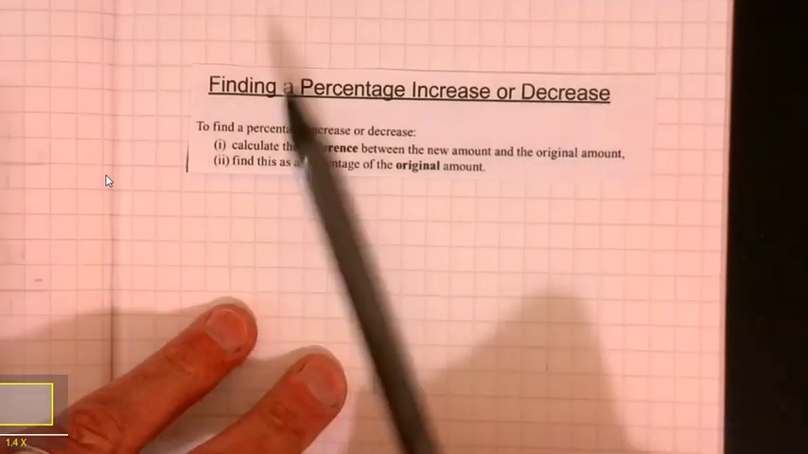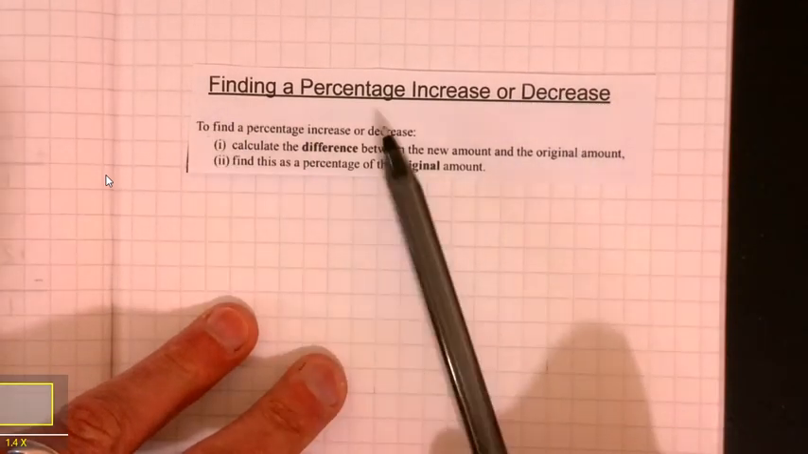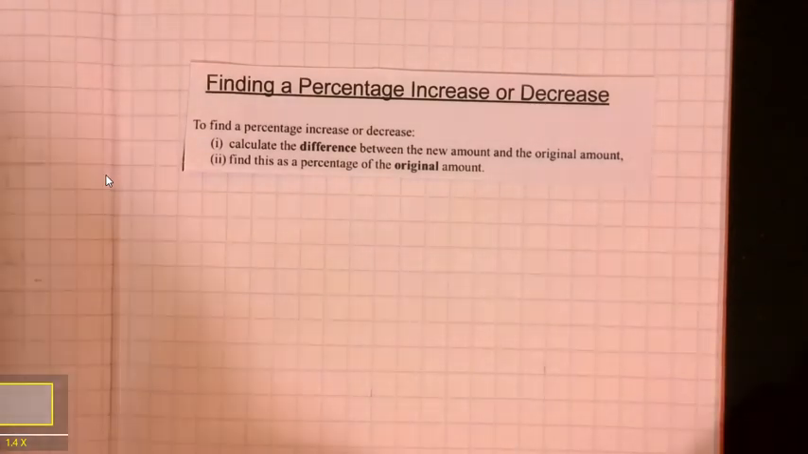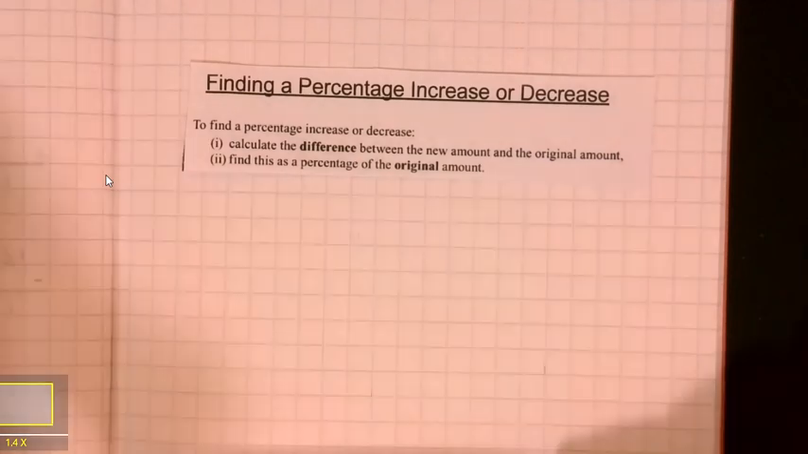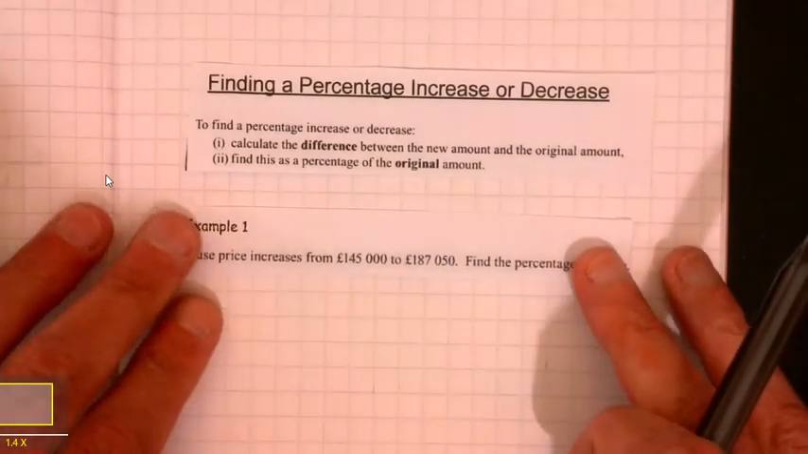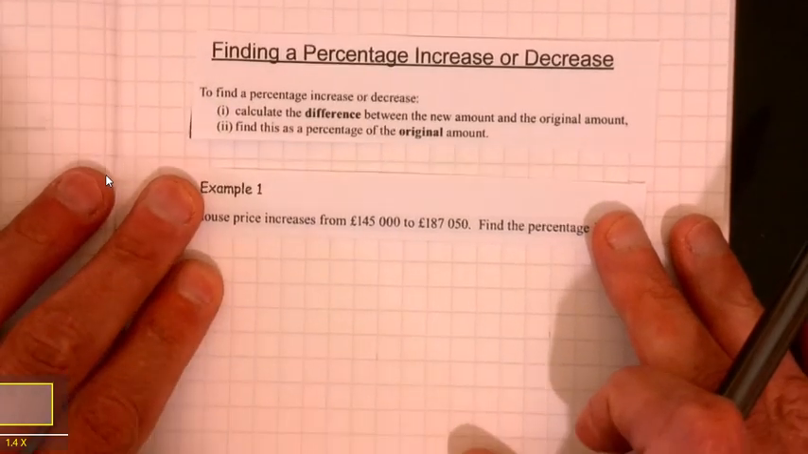To find a percentage increase or decrease, we need to know the actual difference, and then we're going to find this as a percentage of the original amount. So let's have a look at a couple of examples. This is all the stuff from our PDF. So here you go, here's our first example.